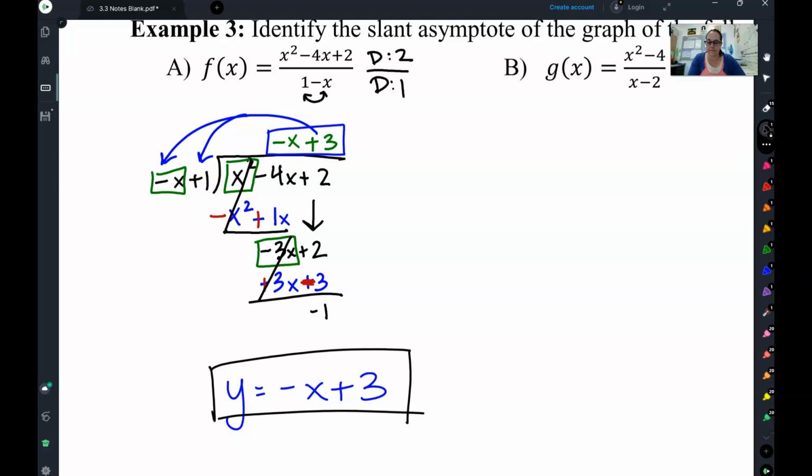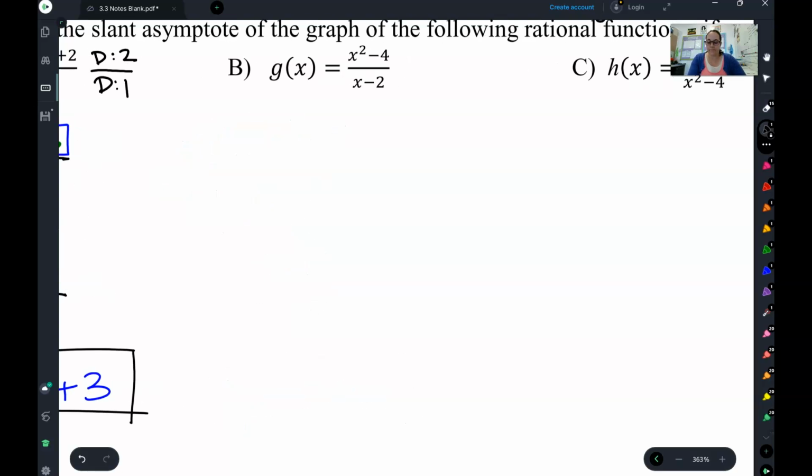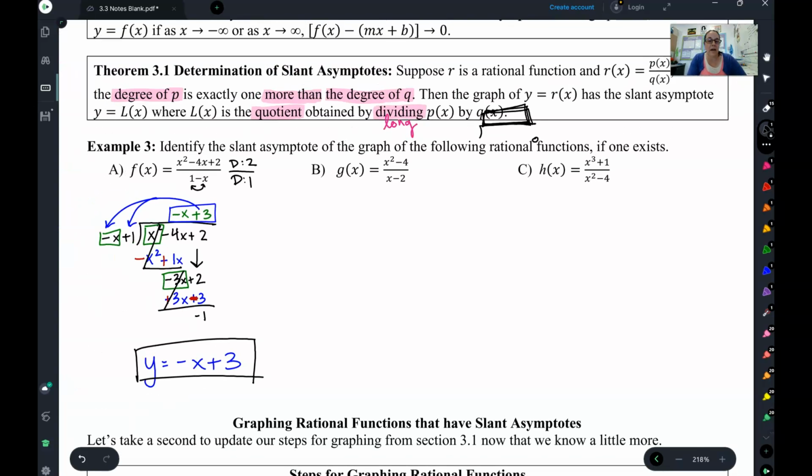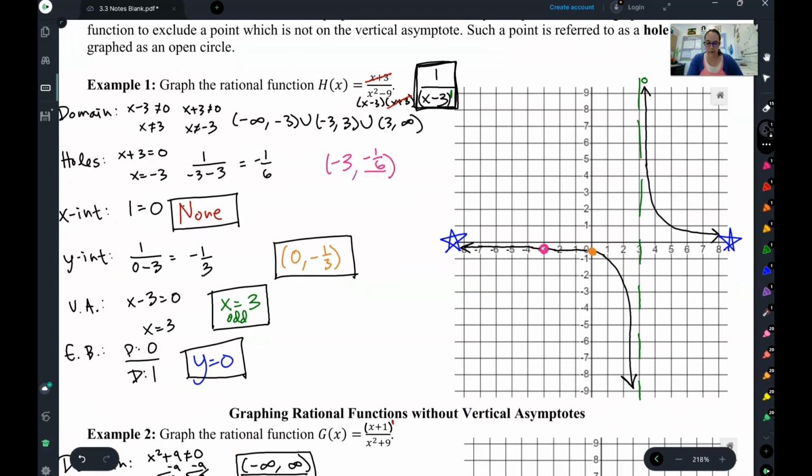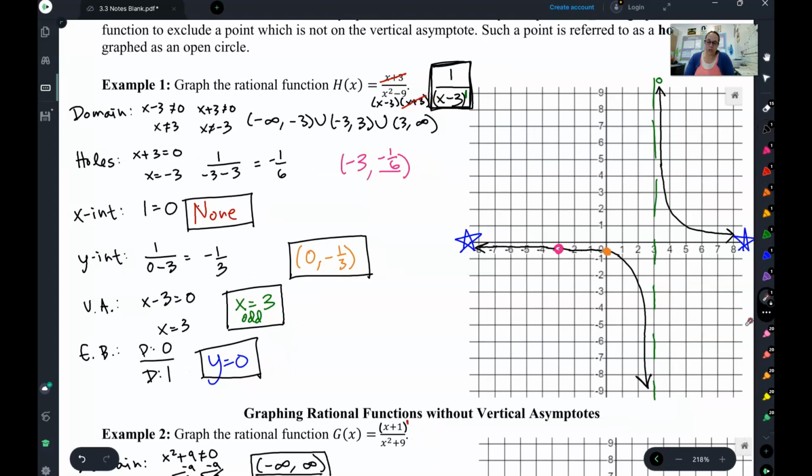That's all we got. So let's look at B. Now, B is actually kind of a tricky problem. Because, as we learned earlier in this lesson, we should always find the holes before we find the end behavior. So that means I need to check if I have holes first. I should always check if something cancels before I find the rest of this stuff.